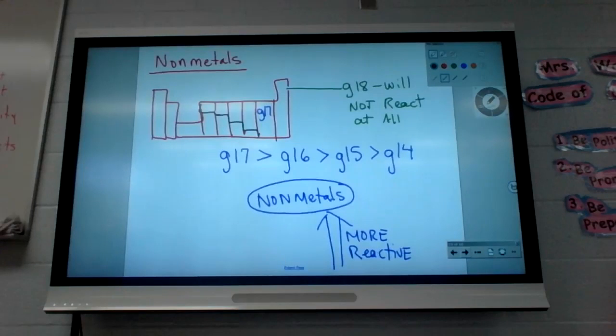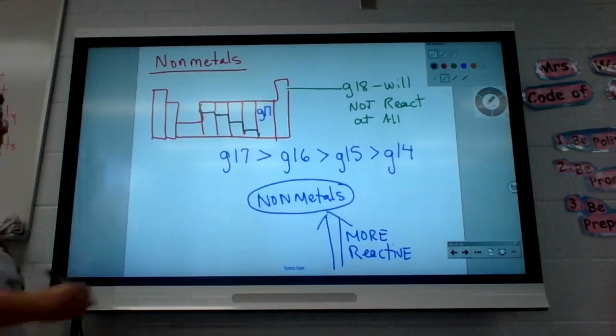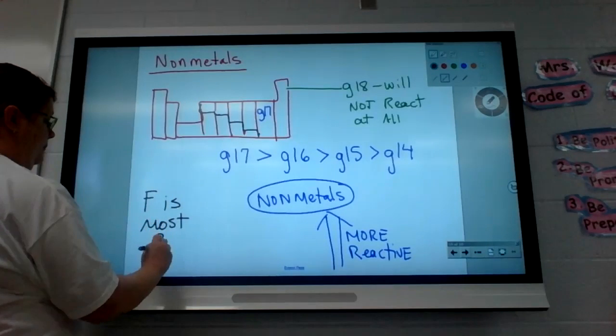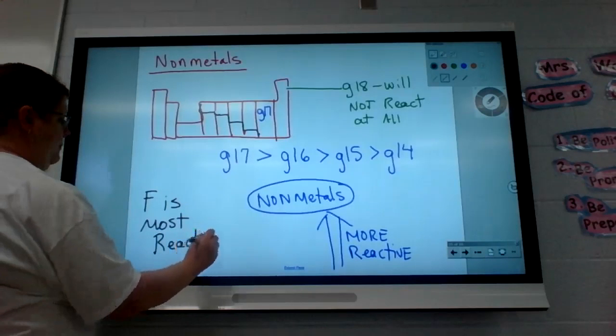All right. What's the most reactive non-metal? It's not helium. I hear the right answer, but I hear a lot of wrong answers too. All right. What group is the most reactive? What happens as you go up the group? So what's the answer? Fluorine. Yes.